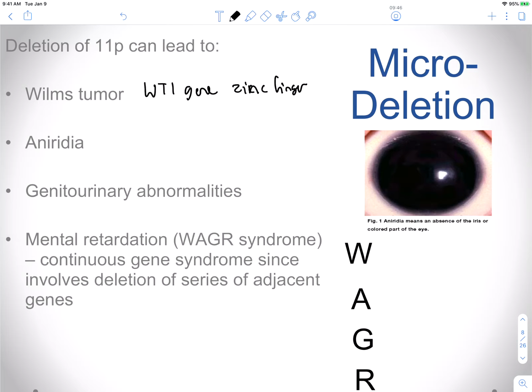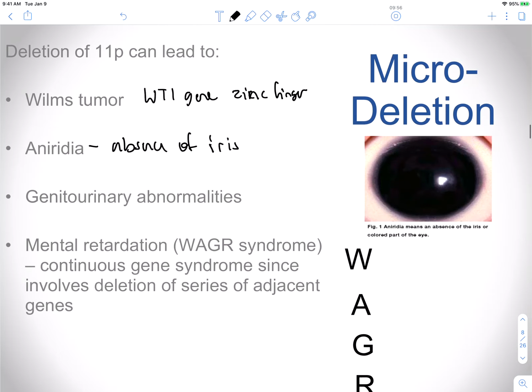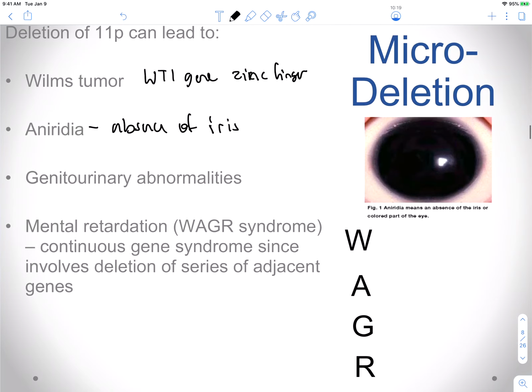Anyways, okay, so there's also aniridia, which is absence of the iris. There's also genitourinary abnormalities that can occur with this deletion in the 11p region, and also some mental disabilities known as the WAGR complex. So the WAGR complex gets its name from the Wilms tumor as well as the aniridia, and then the genitourinary abnormalities. And the R is for mental retardation or mental disability. So that's what you get this from.